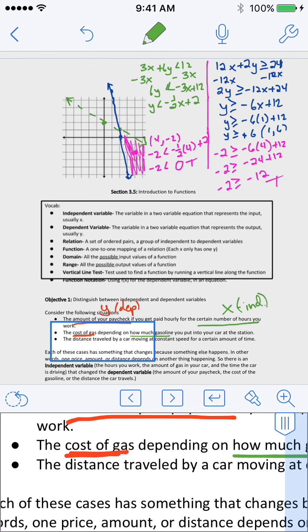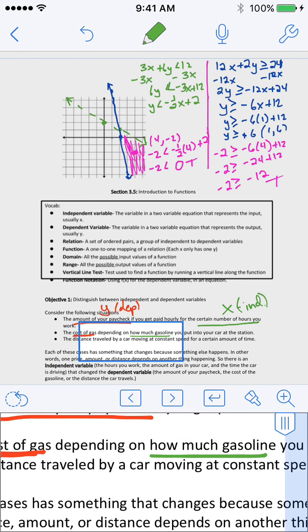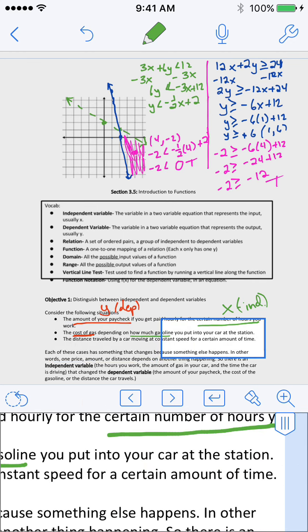And then finally, we can think about the distance traveled by a car moving at a constant speed for a certain amount of time. So what would be the independent variable? I encourage you to pause the video right now and talk about it as a class, and then we'll discuss it in just a sec.